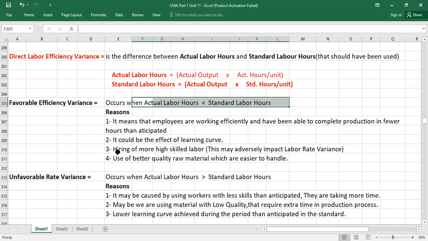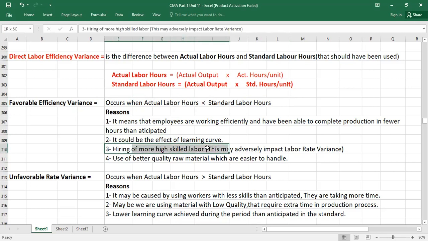Number three, the reason may be the hiring of more highly skilled labor. So this may adversely affect the labor rate variance. Don't forget, if you hire more skilled labor, you have to pay more for that. So this could result in an adverse labor rate variance.